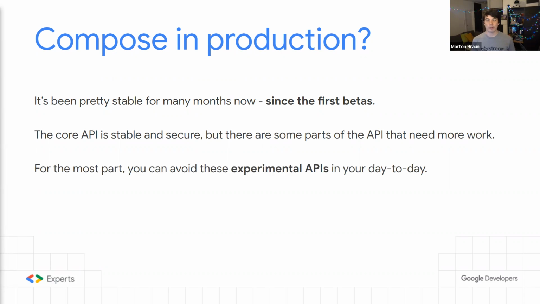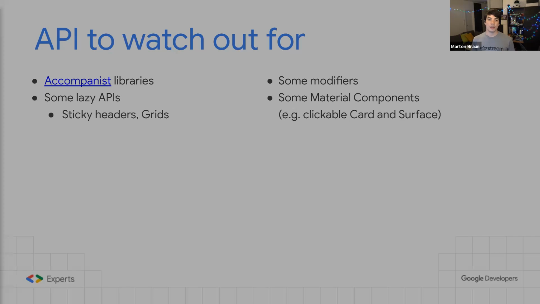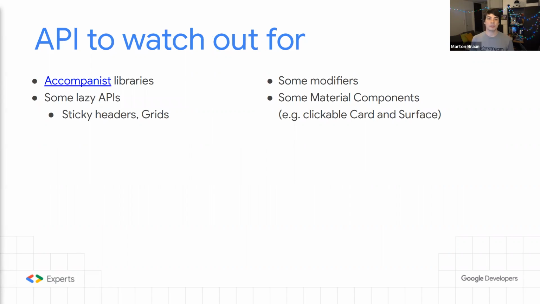This really is a small percentage, but you should be aware that there are some APIs that, if you need some very specific features, then you're going to have to rely on some experimental things, which doesn't mean that they don't work, just means that they might change in the future. So you might need to put more effort into maintaining that code. Here are some APIs to watch out for.